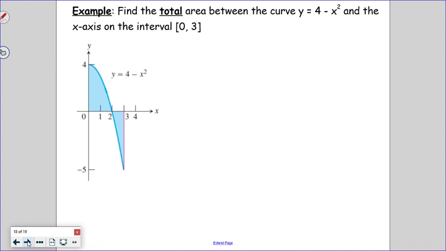It says find the total area between the curve y equals 4 minus x squared and the x-axis on the interval from 0 to 3. Now, immediately my mind went to, ooh, area under a curve. That's the integral, right? Agreed? Area under a curve is the integral. So I was like, okay, I'll just set up the integral from 0 to 3 of that function, 4 minus x squared dx, and it's going to find me the area under that curve.